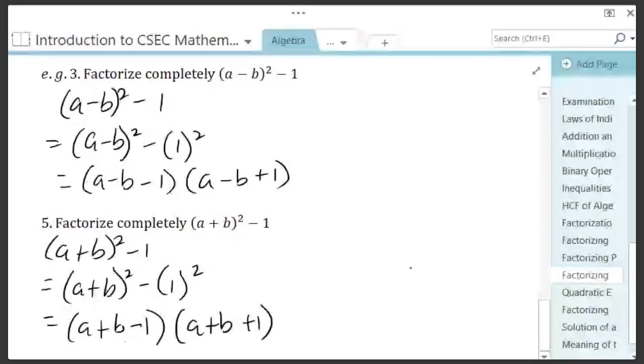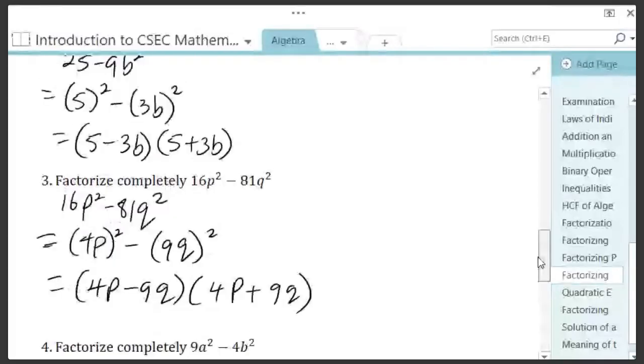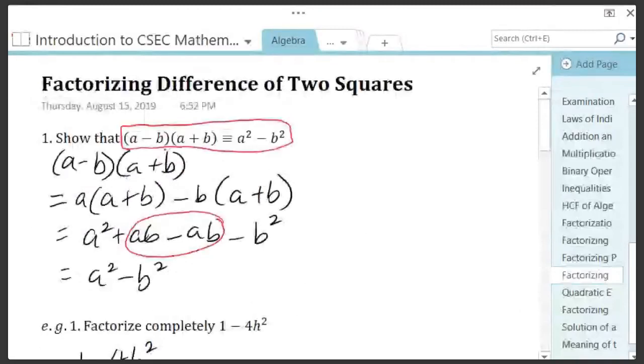Okay, well, this is difference of two squares. All you need to remember is this. A minus b multiplied by a plus b is an identity of a squared minus b squared. Okay? That's all you need to remember.